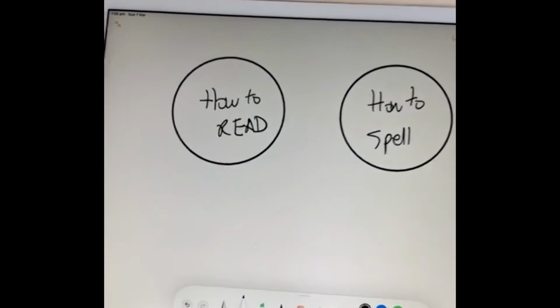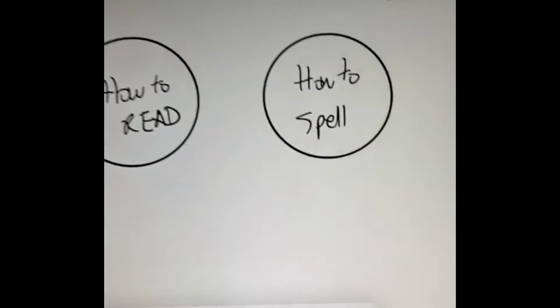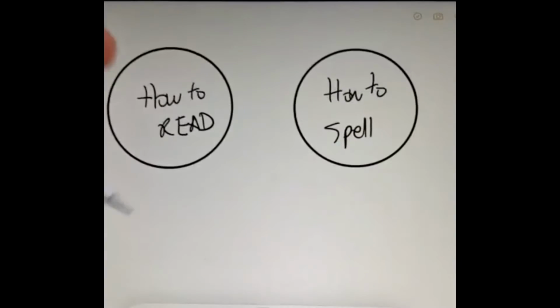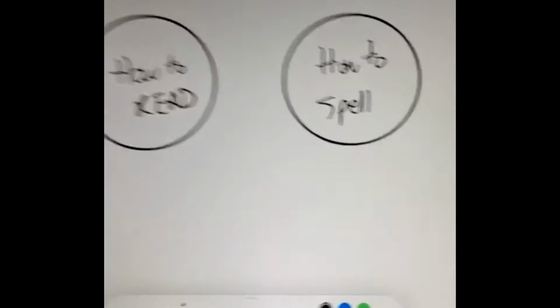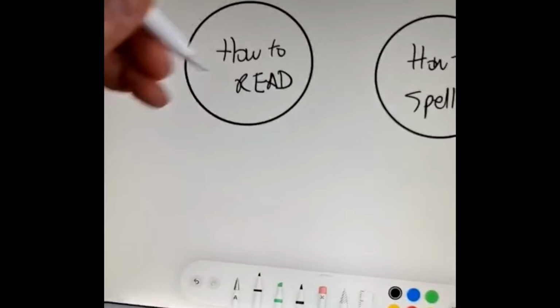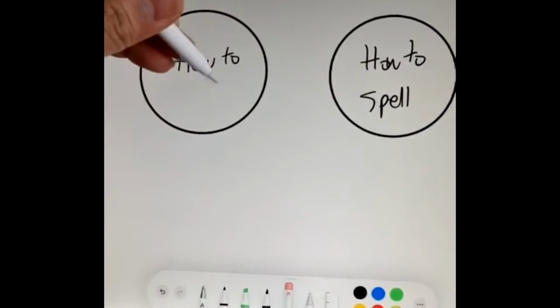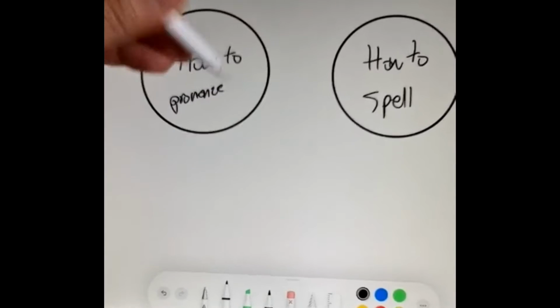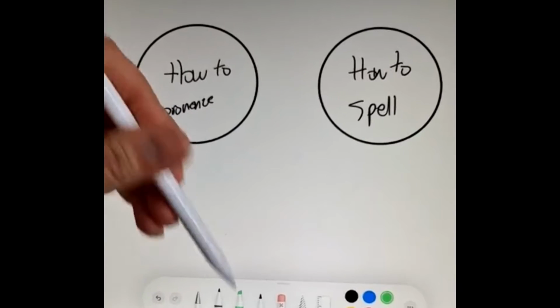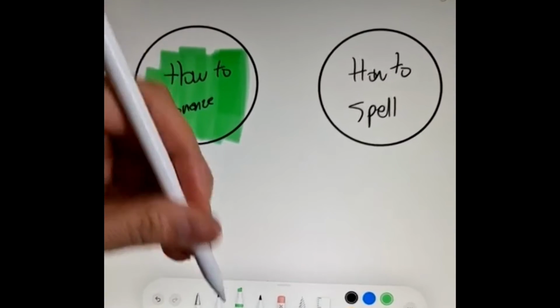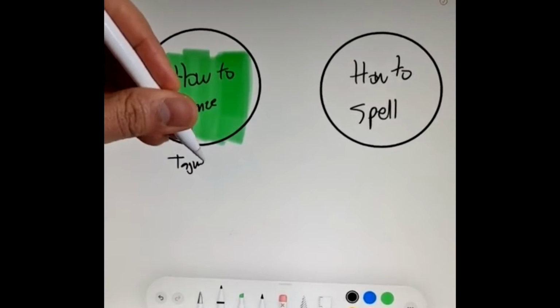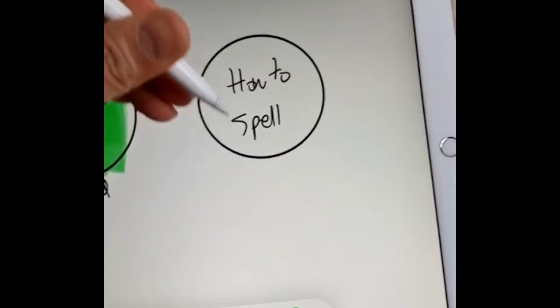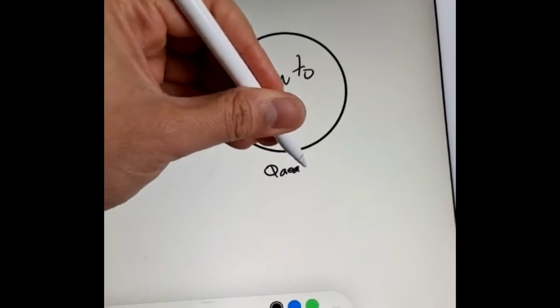Okay, so there are two things that you need to know: how to read and how to spell Quran properly. I call this one pronunciation. So let's change reading to pronunciation. How to pronounce. Now this bit here we call tajweed. And this bit here we call qaida.